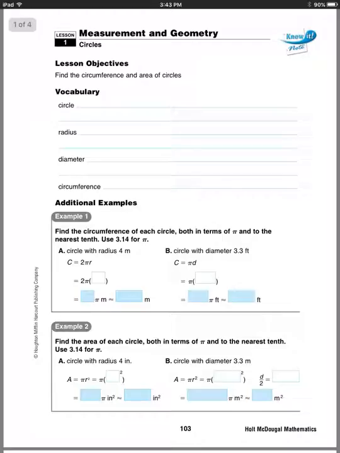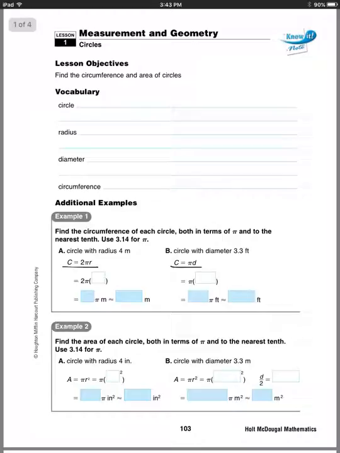I like how in 8th grade they teach you both formulas, where if you have a radius, you use C equals 2 pi r, and if you have a diameter, you use C equals pi d to find the circumference. I teach that anyways, but I just was pointing that out.